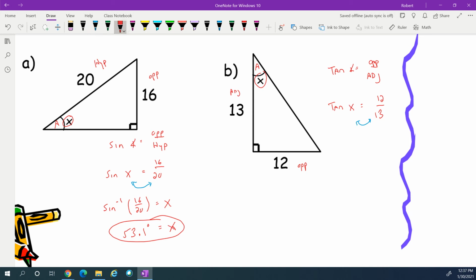We're swapping these. So tangent to the negative 1, inverse tangent of 12 over 13. And we're going to let the calculator do that work. And we get 42.7 degrees.